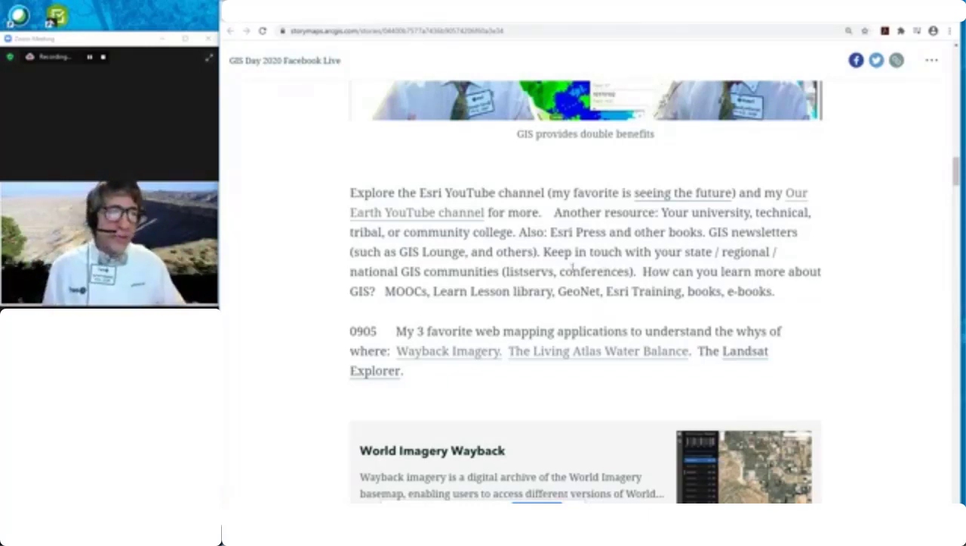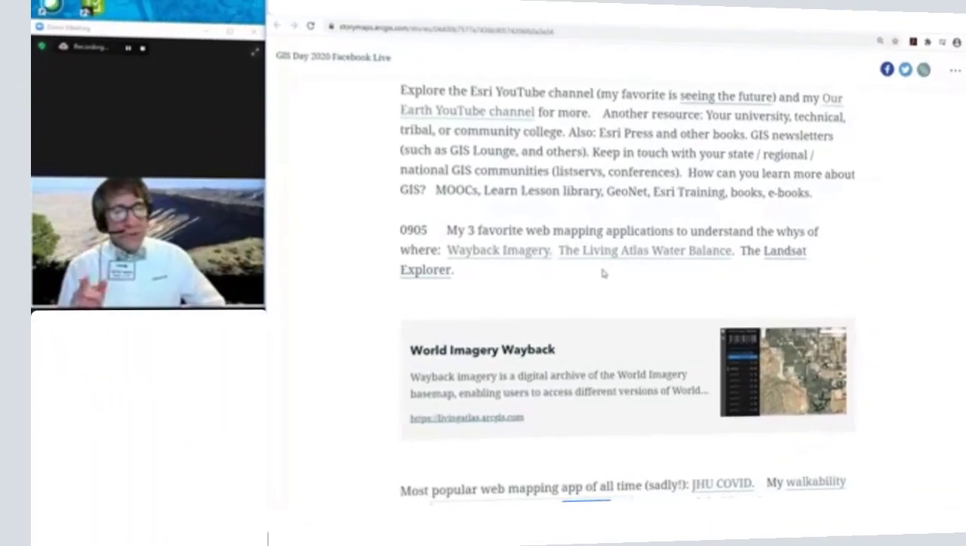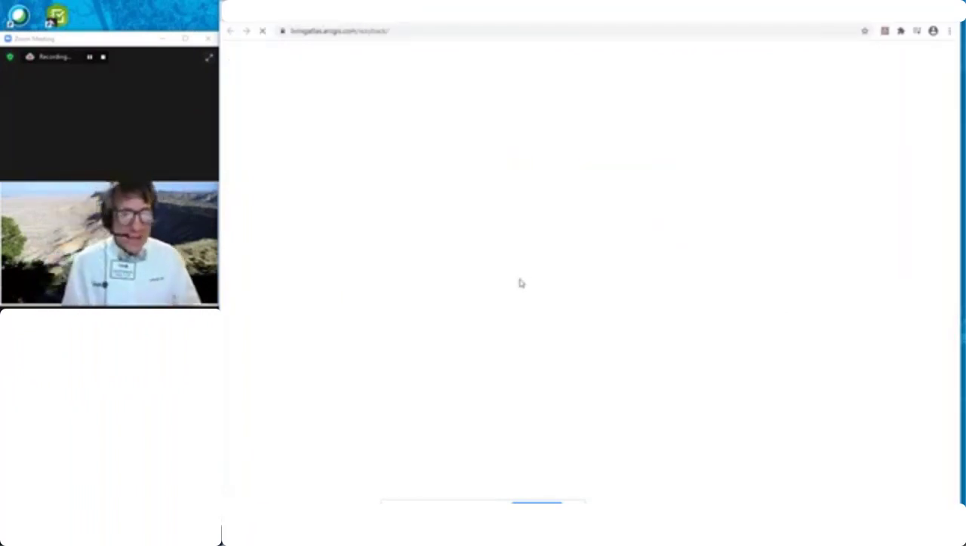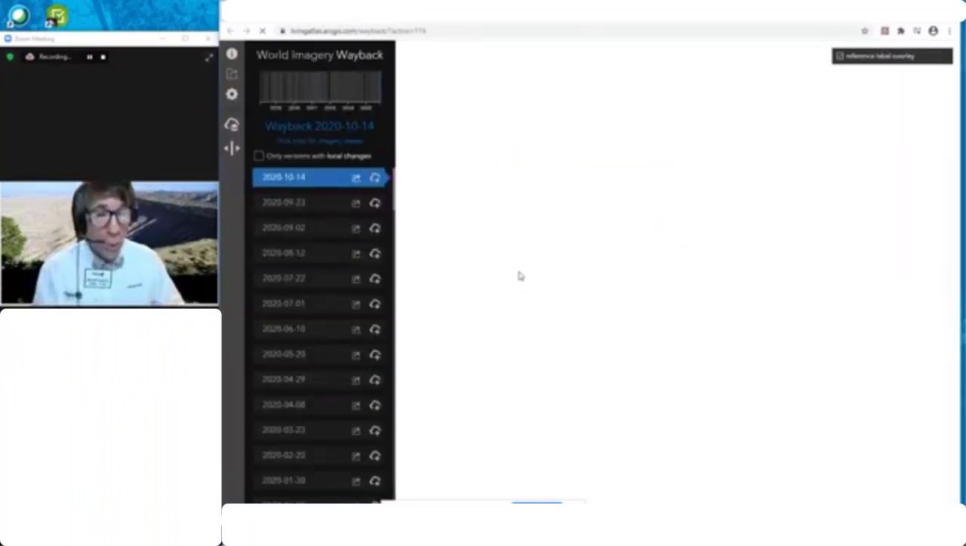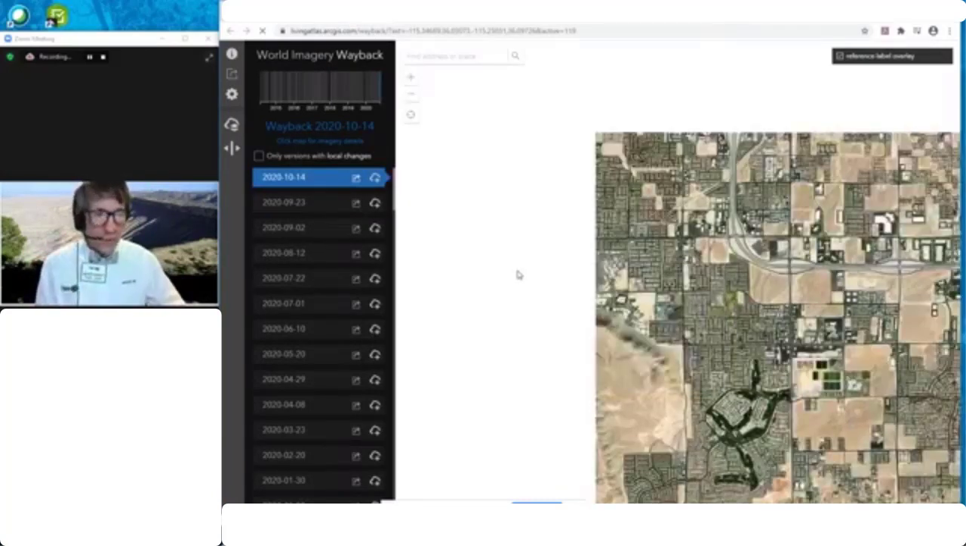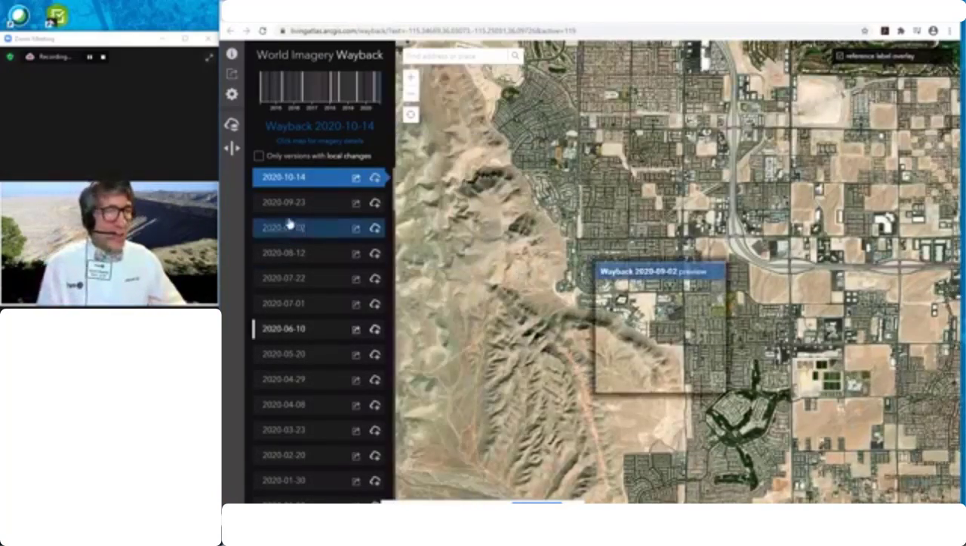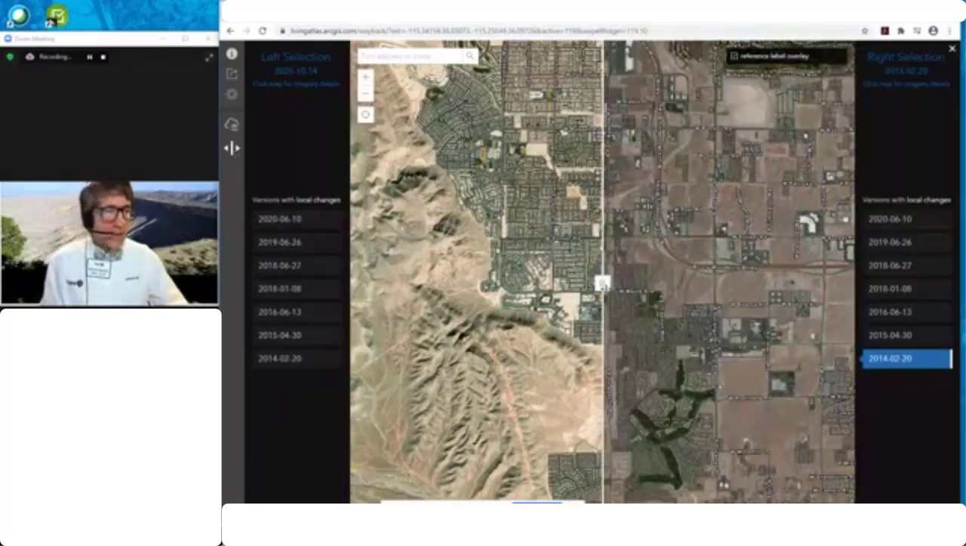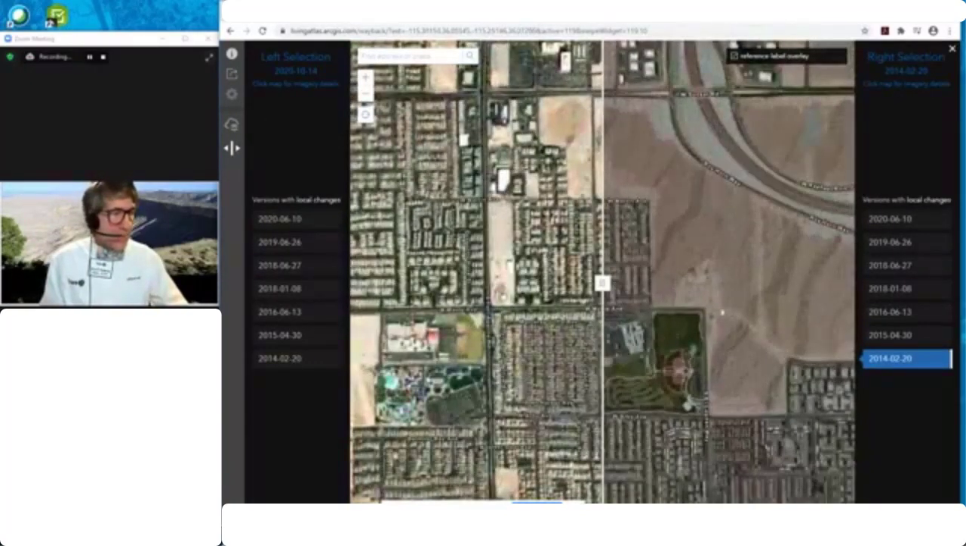So I highly encourage you to get in touch with those, as well as LinkedIn and other resources that I've got on here. My 3 favorite web mapping applications to understand the whys of where. Let's go into a couple of those. First of all, the Wayback Imagery. And just 2 days ago, we added a swipe tool in there. If you go to the swipe tool, just do a search on Wayback Esri, you can do this kind of thing.